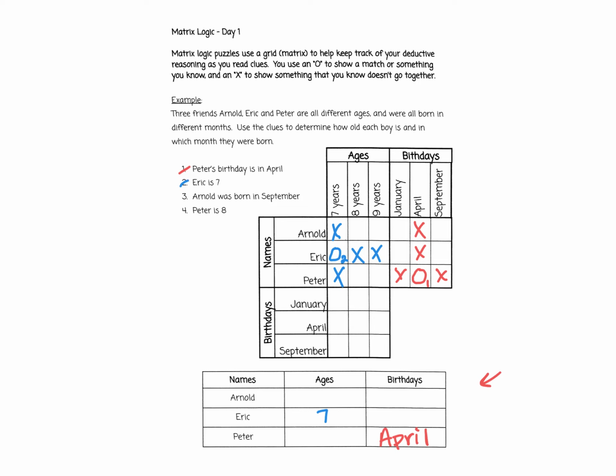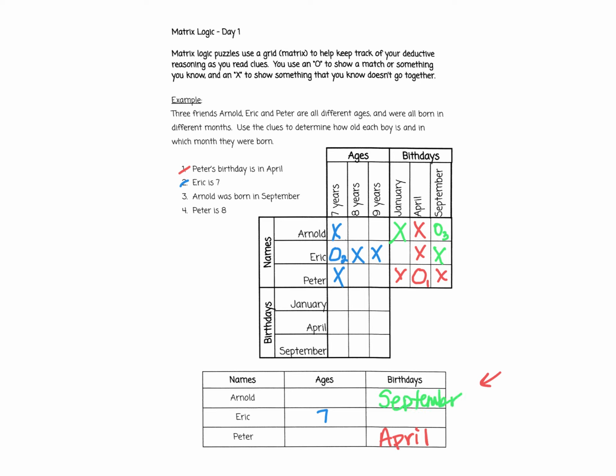Next, this is Arnold was born in September. So Arnold was born in September. So I'm going to go over to September. I'm going to put an O for that, and this is clue 3, which means then Arnold could not have been born in January. And then Eric, if I follow Eric over, he could not have been born in September. So we know Arnold was born in September. I'm going to fill in my table.